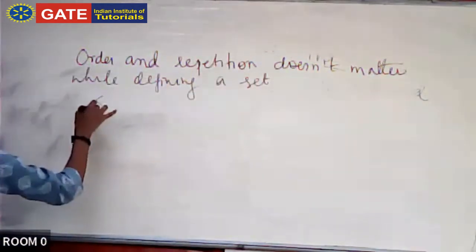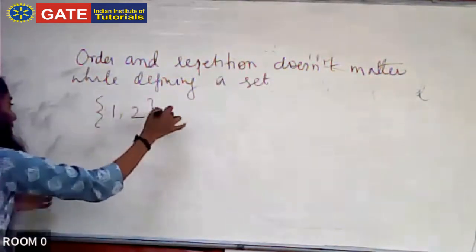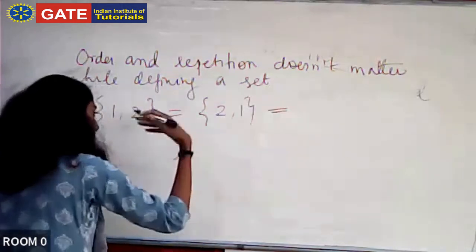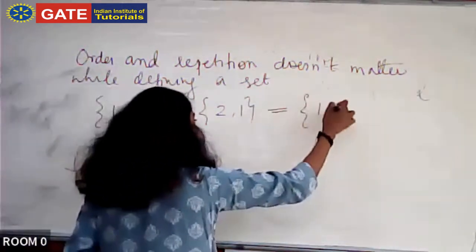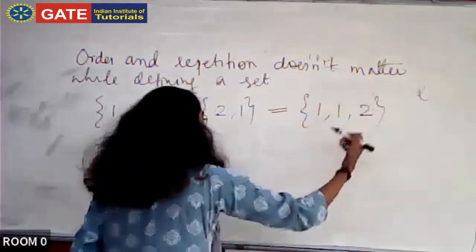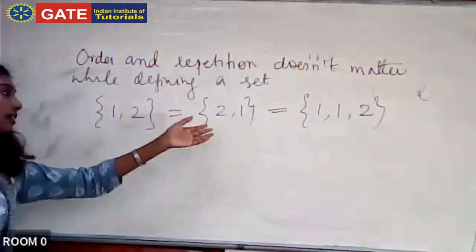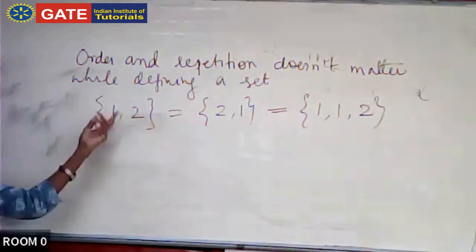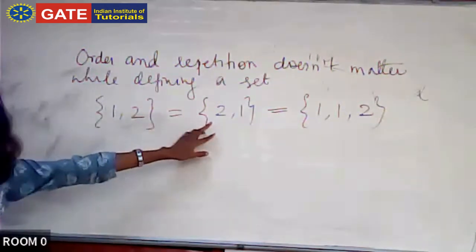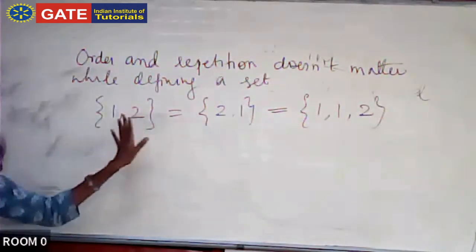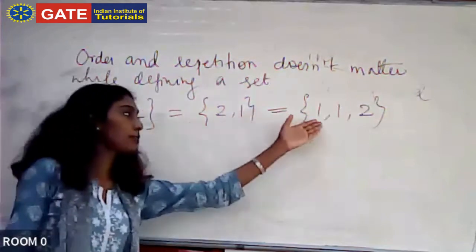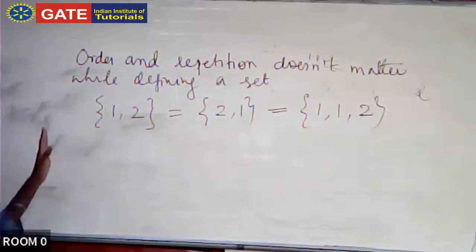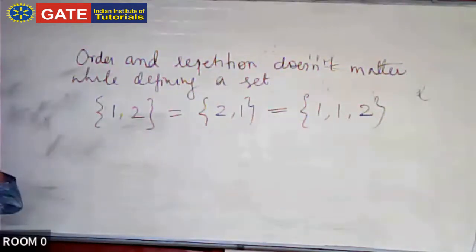Its meaning is, if I write {1, 2}, this set is the same as {2, 1}, and it is the same as {1, 1, 2}. Like that you can write many equivalent forms of the same set. Here I changed the order, but it is the same set. Here repetition of the element 1 is there, but still it is the same. So order and repetition doesn't matter while defining a set.